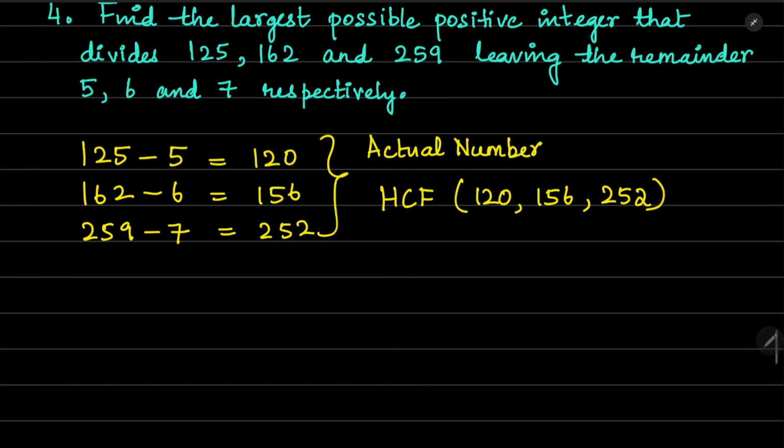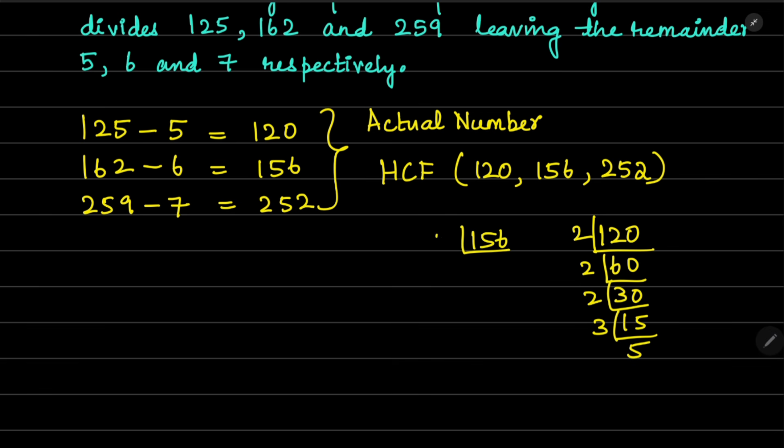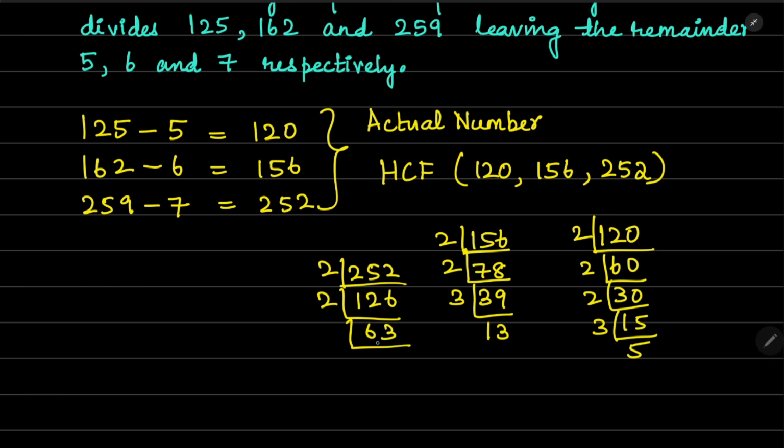Okay, so let's do the prime factorization of 120. Start with the lowest prime number 2: 2 sixes are 12, 0, again 2, 30, again 2, 15, and then 3 and 5. For 156, start with 2: 2 7s are 14, 2 8s are 16, again 2, 3s are 6, 9, again 3, 13. For 252, again start with 2, and then 2 2s are 4, 2 6s are 12, 2 3s are 6, and then 3 2s are 6, again 3, 7. 7 is a prime number.